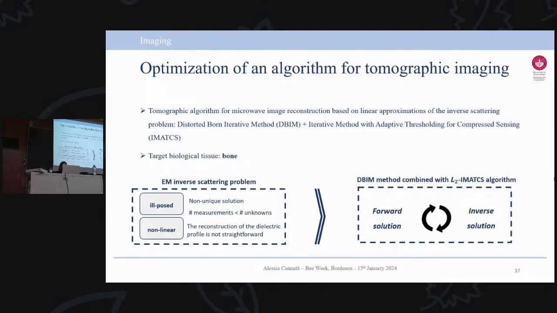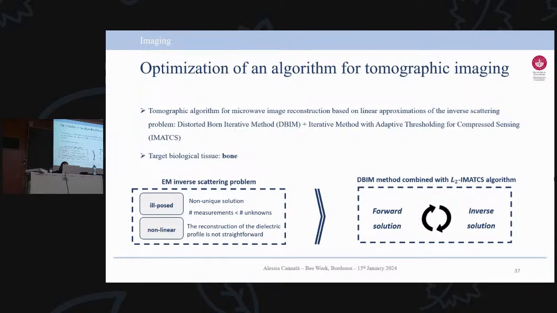Let me clarify. When we deal with breast, we are searching for a target, the tumor, which can be present or not. So we are only interested in defining the presence. When we work with bone, we already have the tissues, of course. We have the trabecular tissues, we have the cortical tissues, and so on. And osteoporosis or osteoarthritis affect a tissue which is already present. So we want to determine the properties of that tissue in order to get a diagnosis.